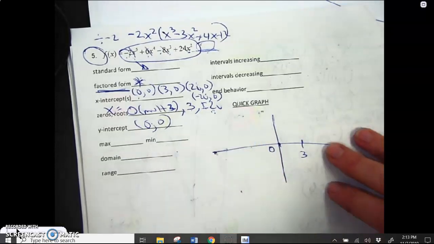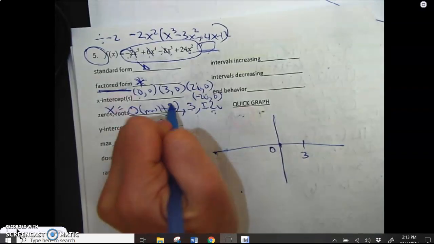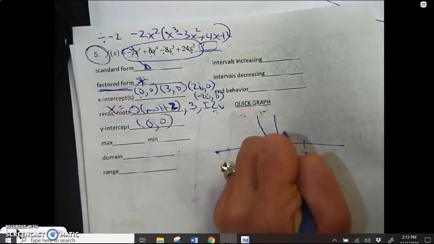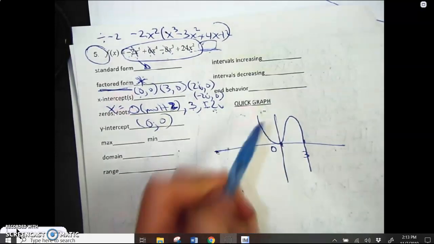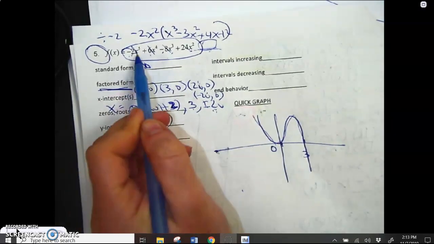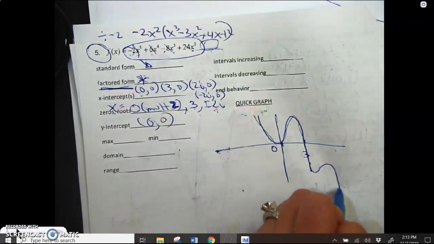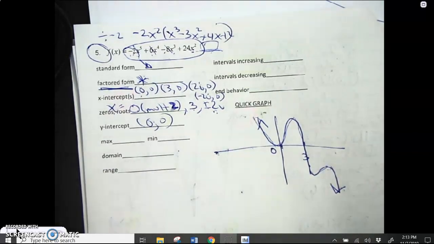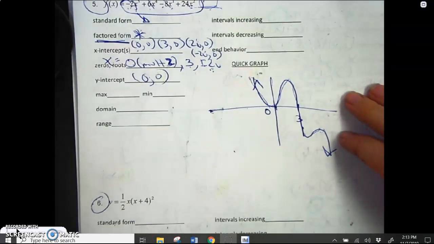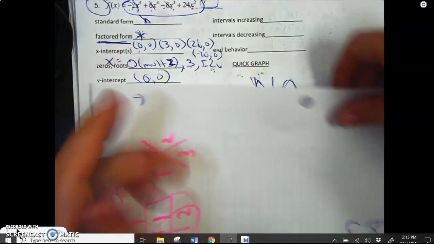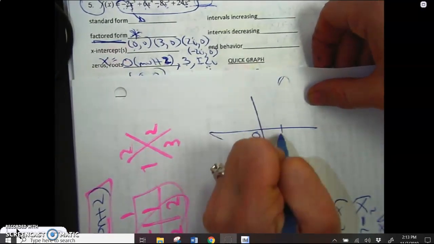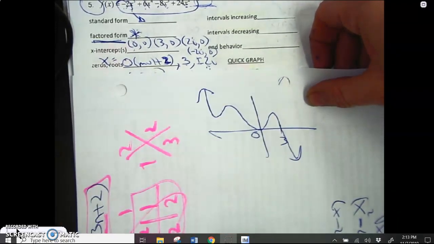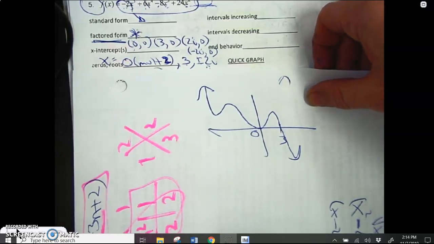Okay? There's a bunch of different ways to do this. But since it's multiplicity 2, I bounce. And then when it's a 3, I go through. But the problem is that's only 1, 2, 3, and it's x to the 5th. So then you've got to go like this to account for a 4th and a 5th. Your graph doesn't have to look exactly like mine. If this is the 0 and that's the 3, I could have gone like this. That could have worked too. There's different ways to go.